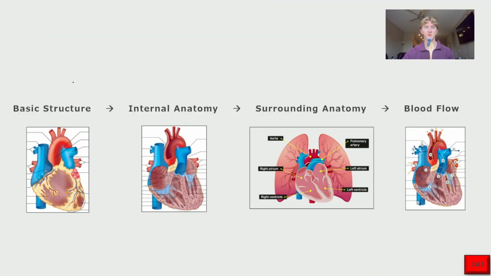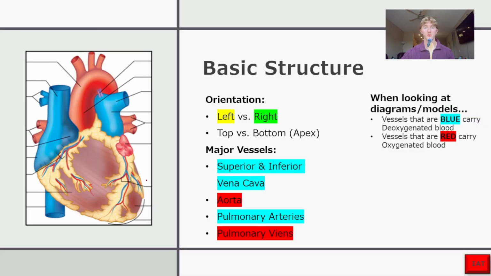So this video is going to be broken down into four main sections. First, we're going to talk about the basic structure of the heart. Then we're going to go into the internal anatomy. Next, we'll talk about surrounding anatomy that plays a pretty key role in how blood flows through the heart. And then finally, we will go over blood flow. So let's get into those. So the first thing we're going to talk about is the basic structure.